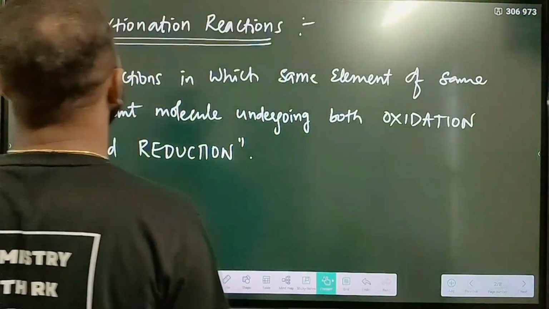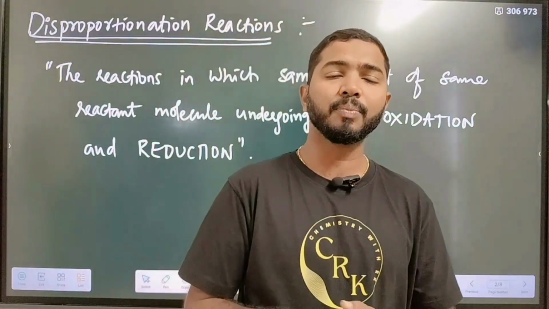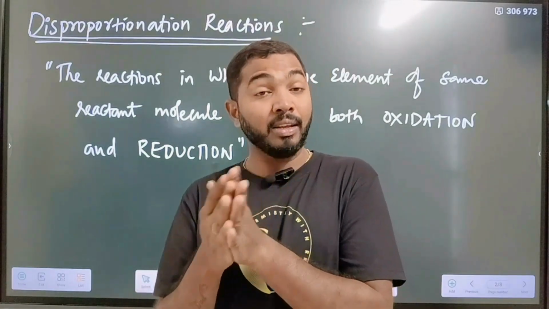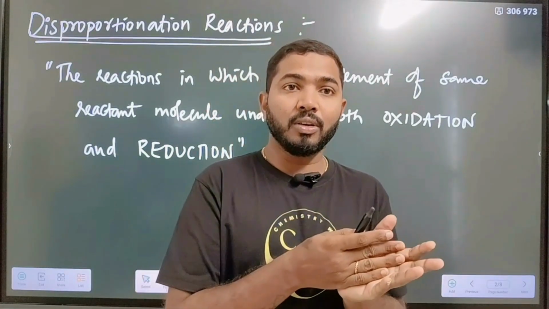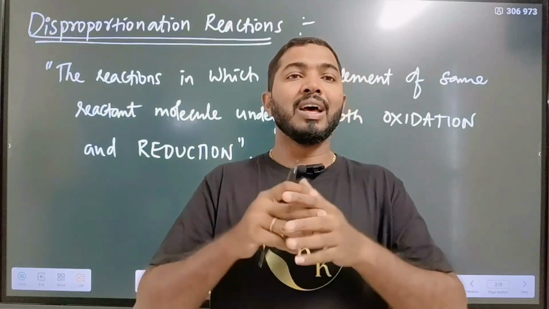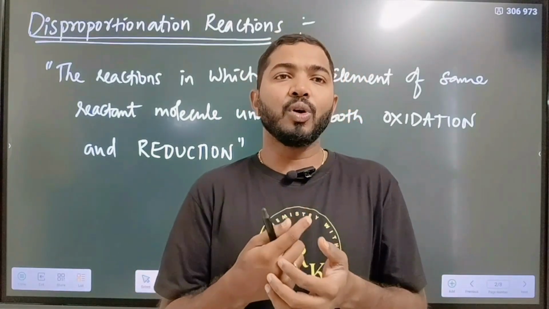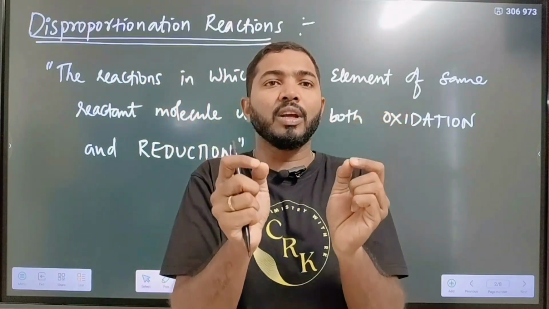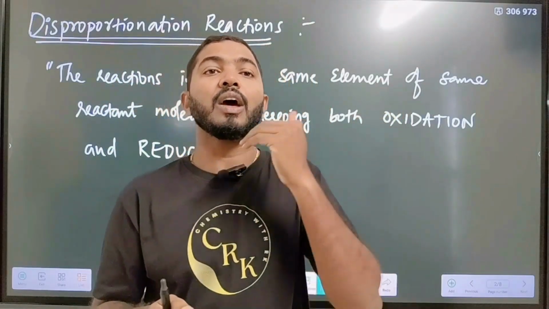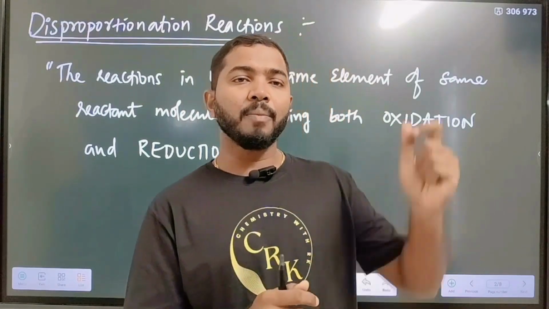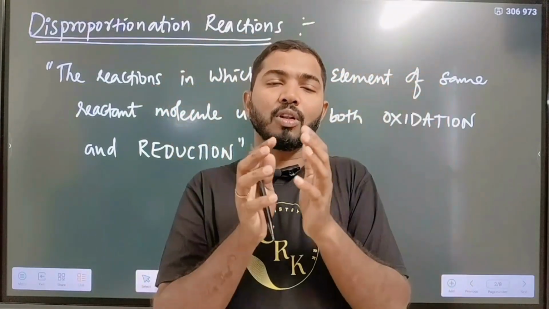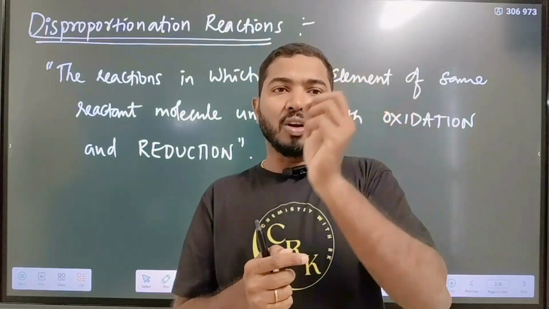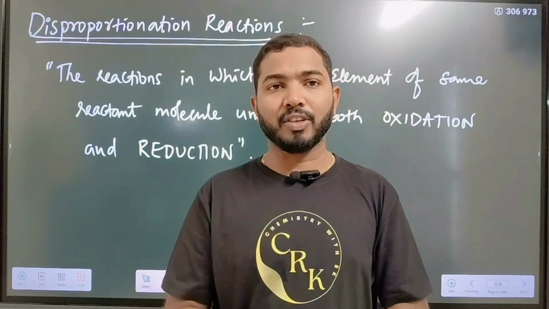Yes, so let's start with the definition for disproportionation reaction. We know oxidation is loss of electrons or increase in oxidation number. A reduction is gain of electrons or decrease in oxidation number. And we know if both oxidation and reduction take place within a single reaction, such reactions are redox reactions. So disproportionation reactions are also one of the classes of redox reactions, which means you will see both oxidation and reduction within a reaction.